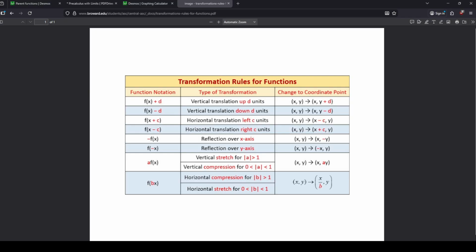You can also reflect your function over the x or y axis. You can stretch your function or compress your function. Those are the 5 things you can do. What we're going to look at is how to do each one of those.